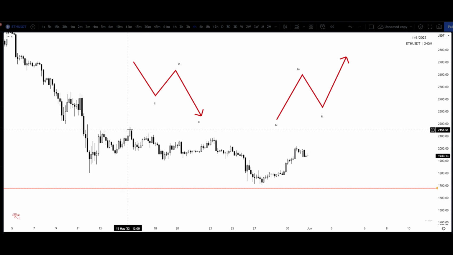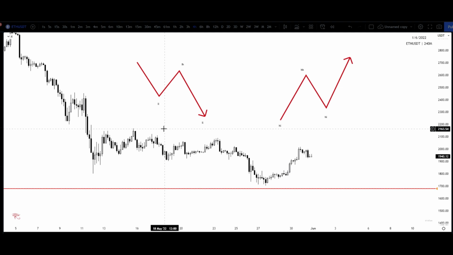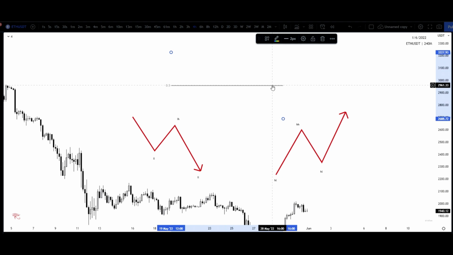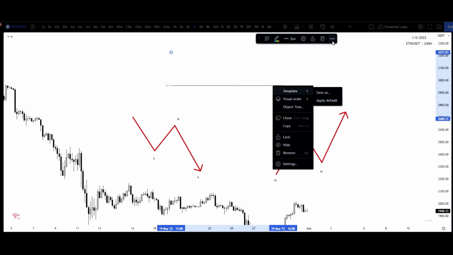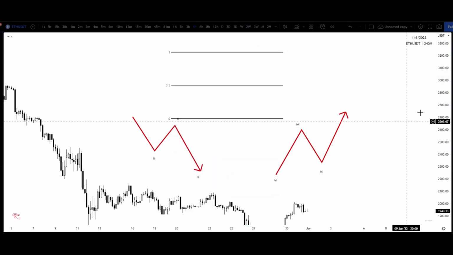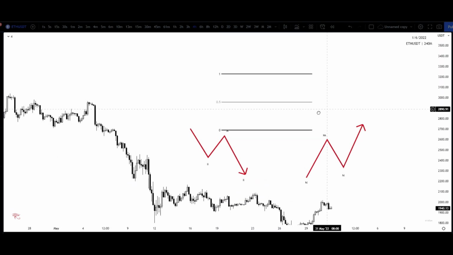Manipulation candles. You can call them scam wicks, whatever you believe. And then I'm going to be looking at premium and discount ranges. What premium and discount ranges are is I just use the 0.5 fib. Sometimes I'll have the 1, and let's just make this easier to see. But I'll have the 0 and the 1 for our range.